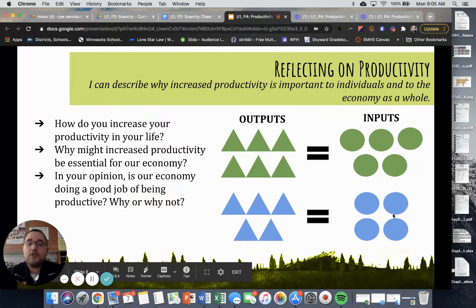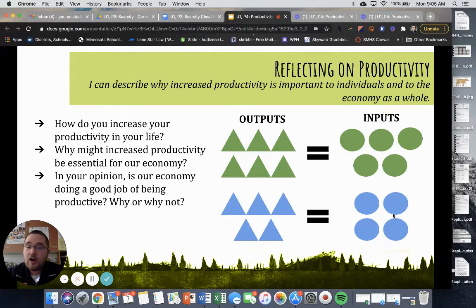Okay, so think about this. How do you increase your productivity in your life? Why might increased productivity be essential for our economy? And in your opinion, is our economy doing a good job of being productive? Why or why not? Reflect on those questions on your cheat sheet, and we'll have some discussions in class about this as well.